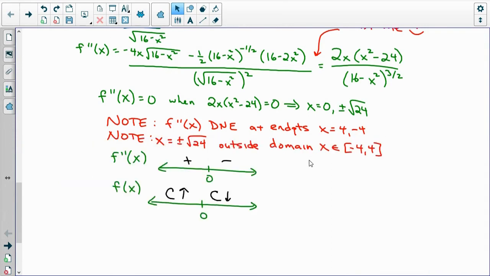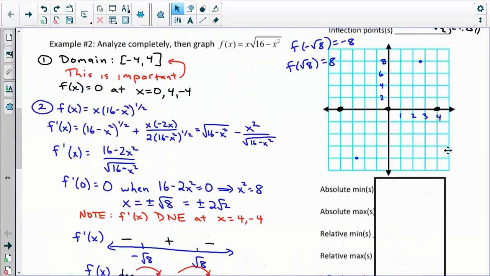Also note that x equals plus or minus root 24 is outside of our original domain of the function, so I don't even have to really worry about this part. If I take f double prime, 0 is a critical point of f double prime, and it changes from concave up to concave down. So at this point 0, I need to change from concave up to concave down.